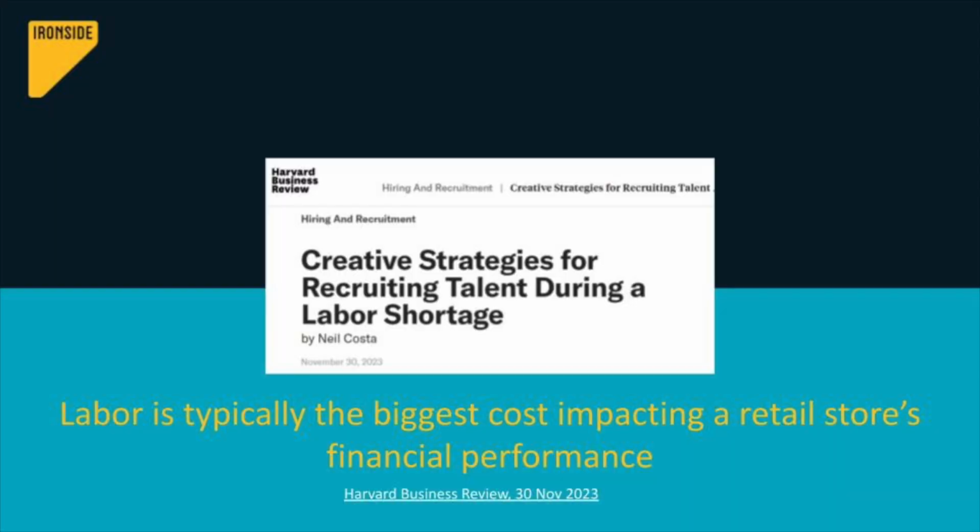Since labor is typically the biggest cost impacting a retail store's financial performance, using a combination of QuickSight dashboards and the ad hoc analysis enabled by Amazon Q will empower you to make wise business decisions that increase your profitability while balancing other important labor variables such as employee productivity and satisfaction.